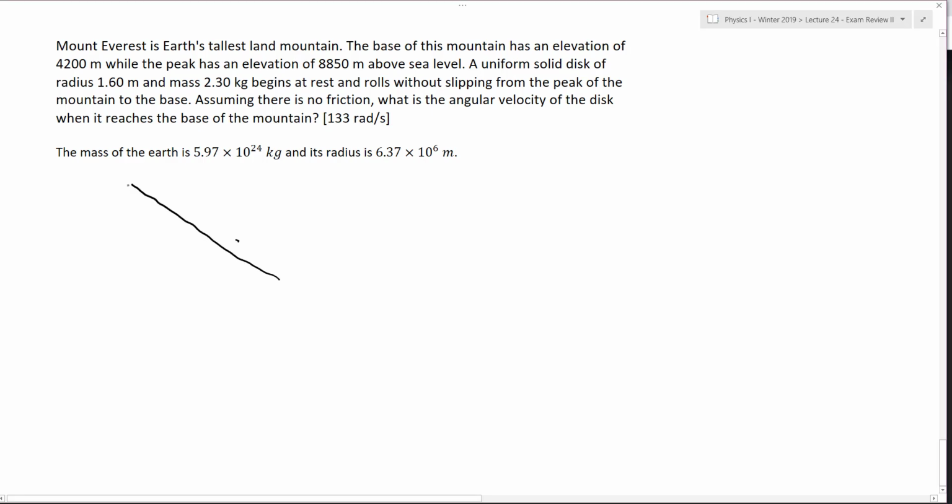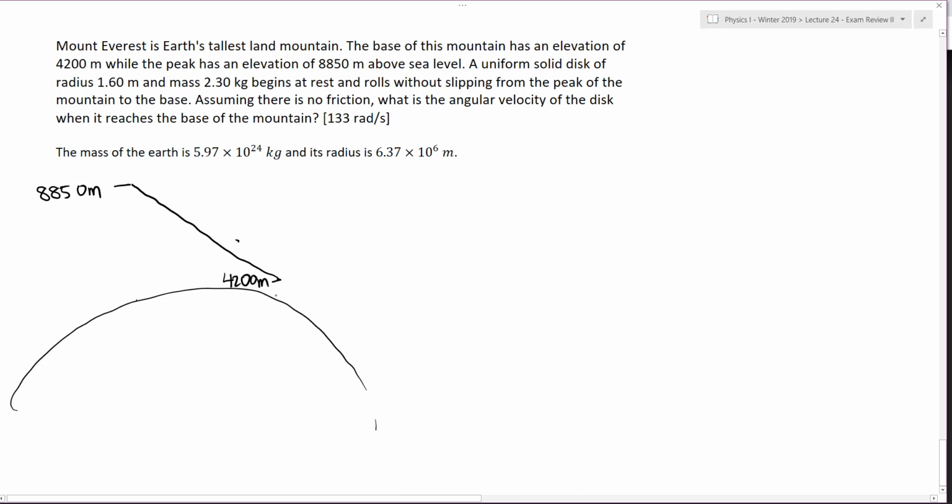And at the top of the mountain, the distance from sea level, so our Earth is something like this, and the distance it is from sea level is 4,200 meters at the base of the mountain. At the top of the mountain, the peak is 8,850 meters. And at the base, it's 4,200 meters above sea level.